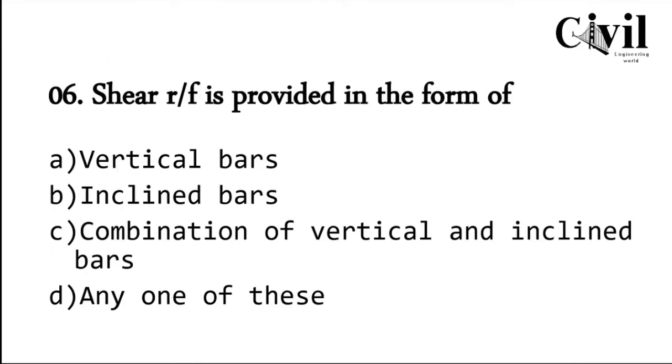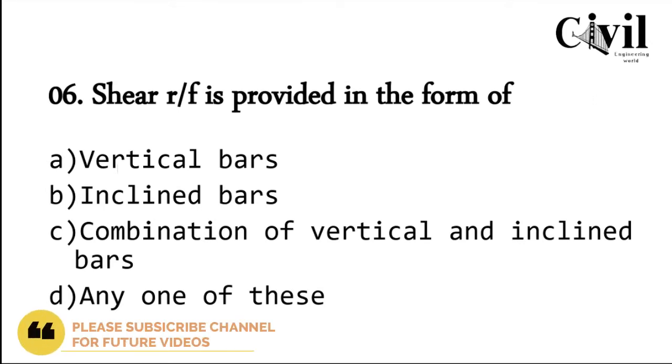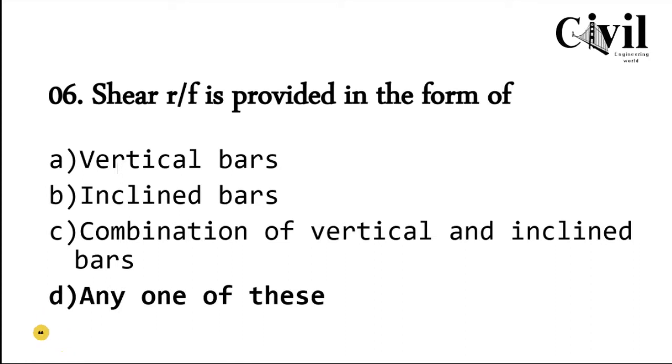Okay, next move. Shear reinforcement is provided in the form of. So we provide shear reinforcement in vertical bars, inclined bars, and all of these. Or we can say D is the correct answer, or it may be a combination.